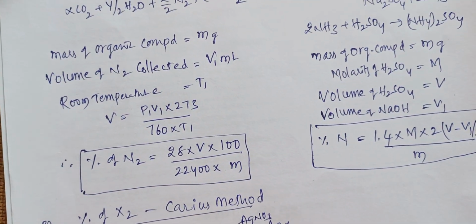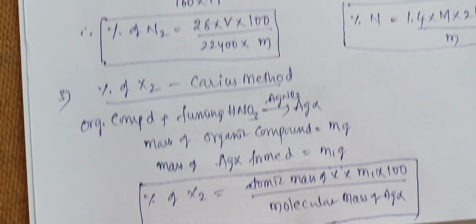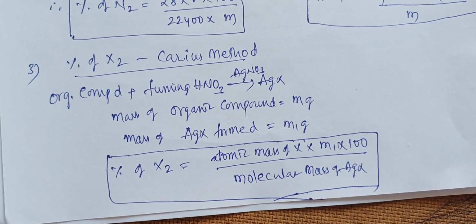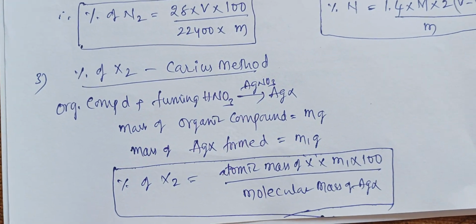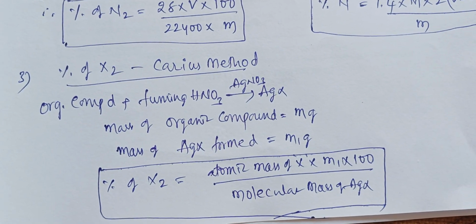So till now we have seen carbon, hydrogen, nitrogen. Now next one, Carius method. This Carius method is for estimation of halogens, X2. It can be fluorine, chlorine, bromine, iodine, etc.